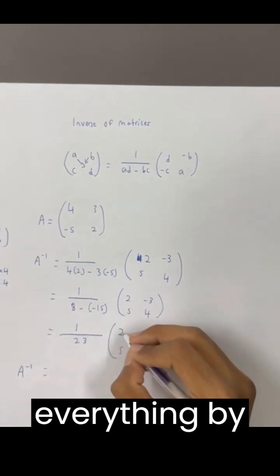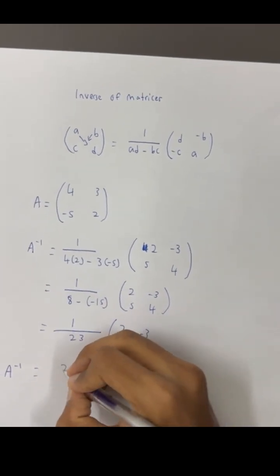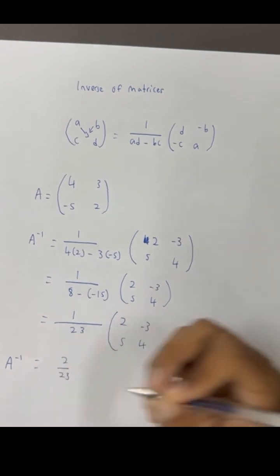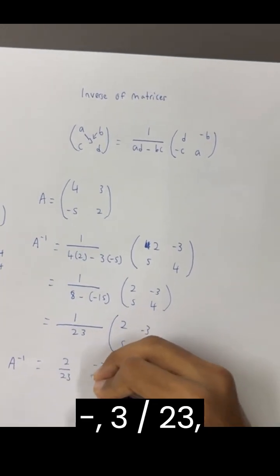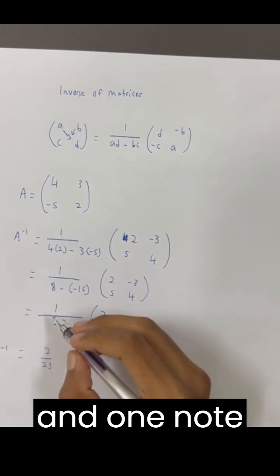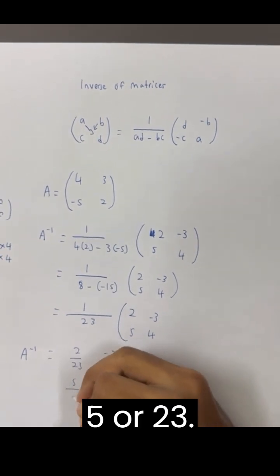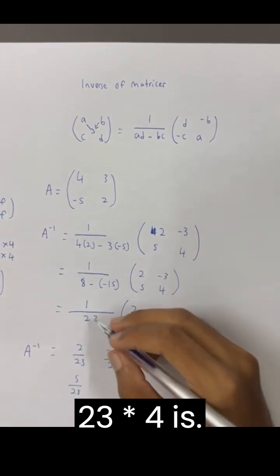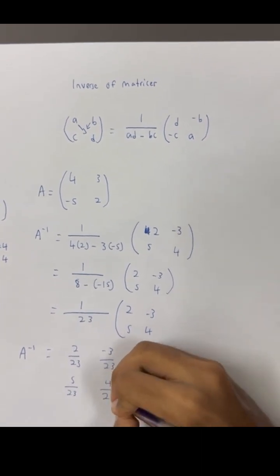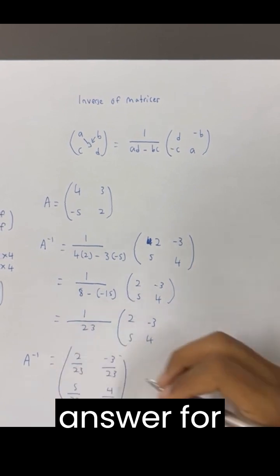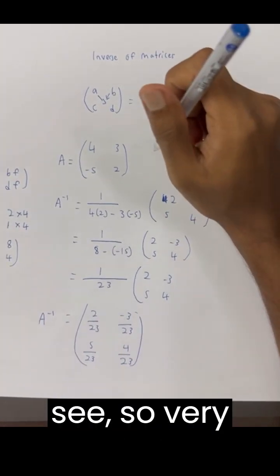So the final answer will be, we multiply everything one by one. So 1 over 23 times 2 is 2 over 23. Then 1 over 23 times negative 3 is negative 3 over 23. Then 1 over 23 times 5 is 5 over 23. Then 1 over 23 times 4 is 4 over 23. So this is the final answer for the inverse matrix. This is basically how you get the inverse matrix, and as you can see, it's very simple.